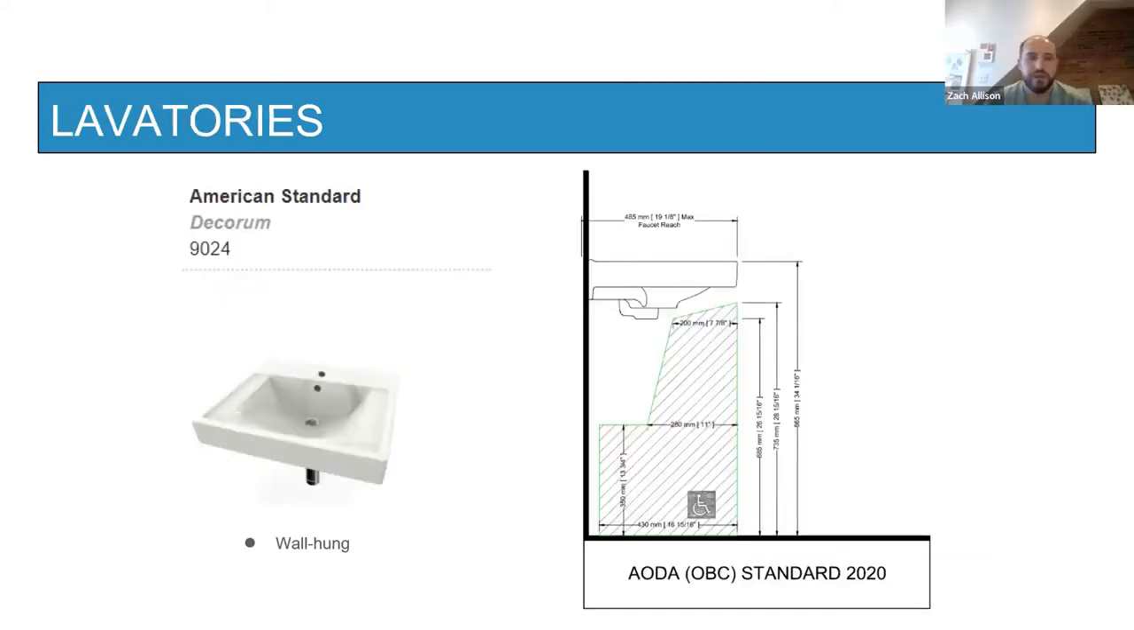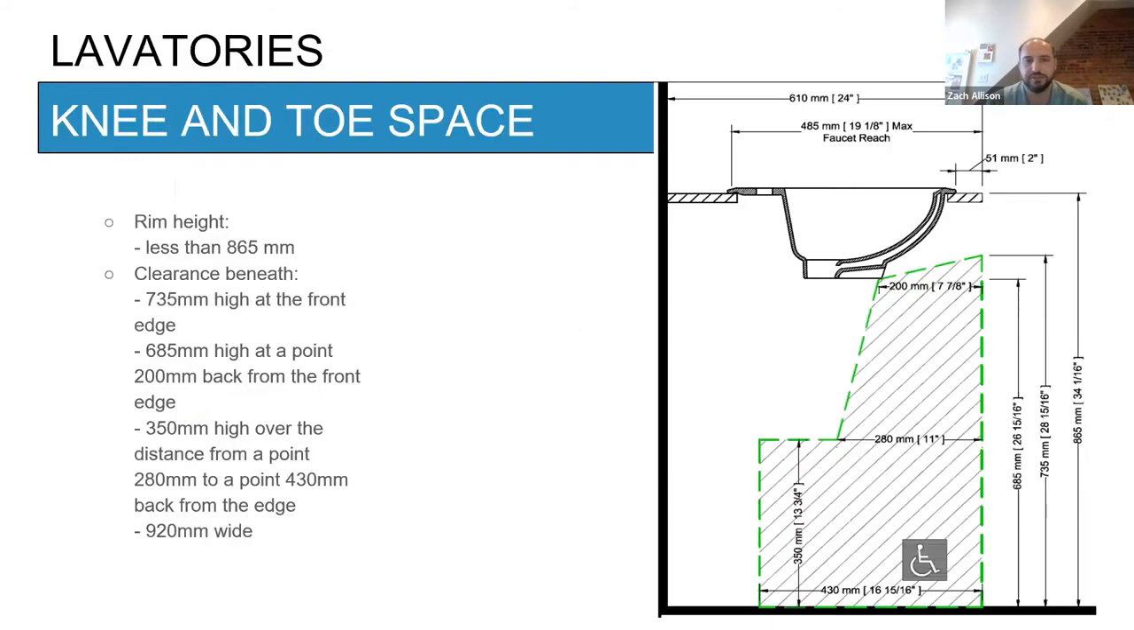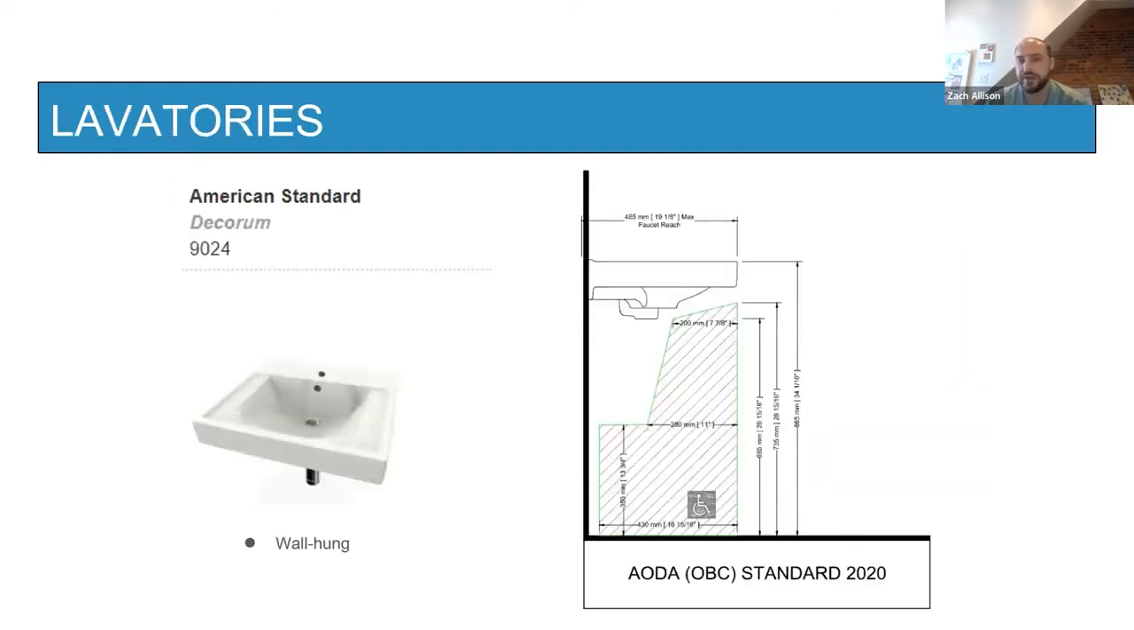One thing I will highlight, as you go on to the next slide, is that knee and toe clearance is not the only aspect to consider. The faucet reach is also called out in code and is a very key requirement. That's one thing that's often overlooked. You can push the basin forward or back to avoid knee and toe clearance issues, but ensuring that you're following the 45 max faucet reach is also very important.